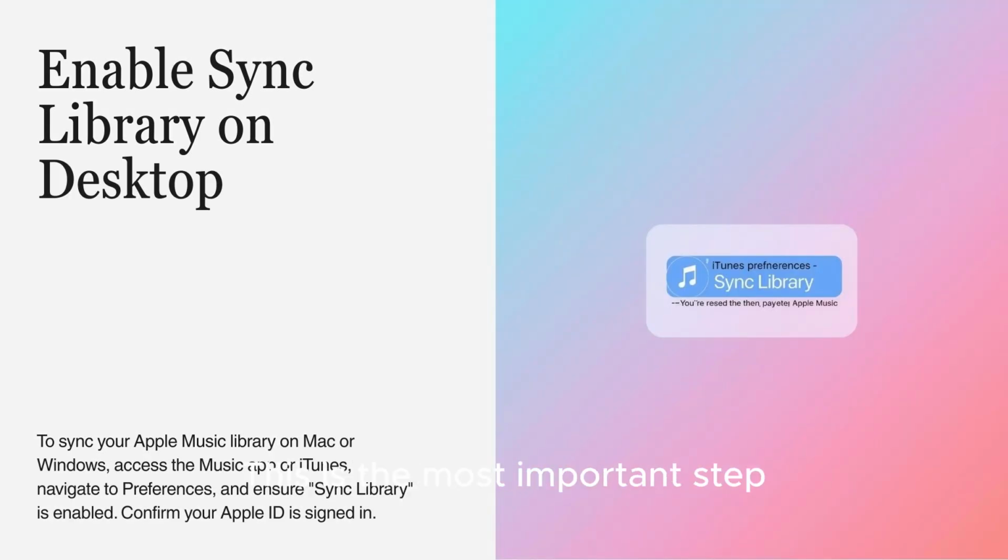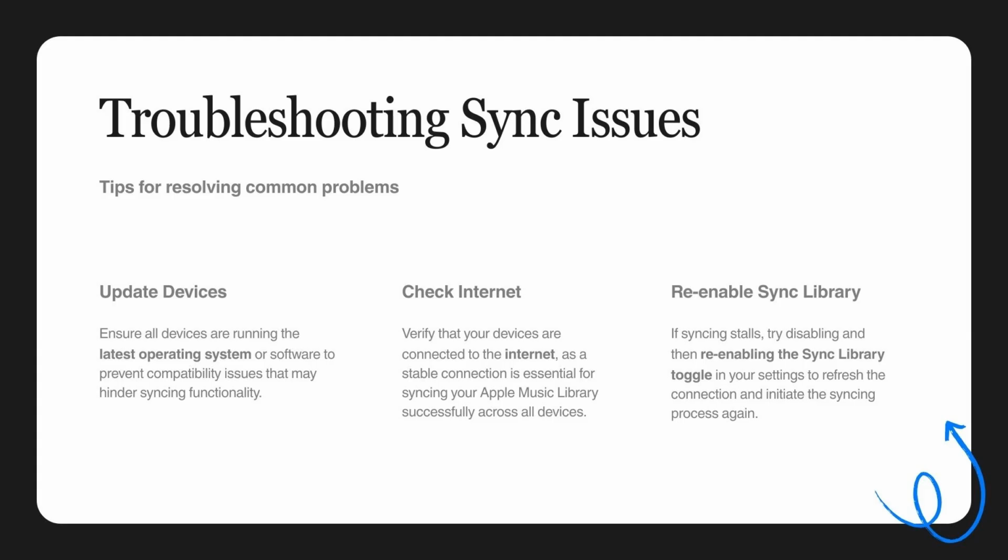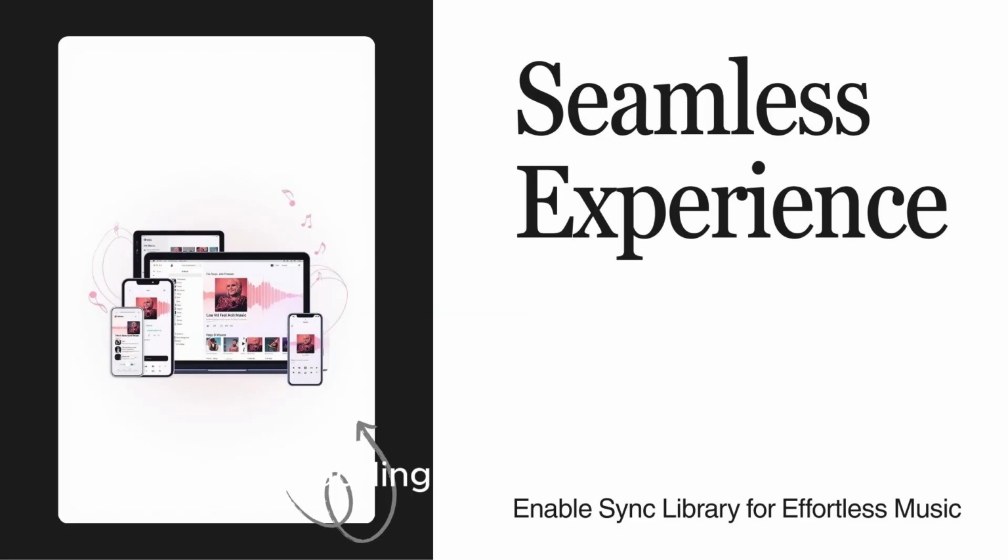This is the most important step. You need an active Apple Music or iTunes Match subscription for this feature to work. Once enabled, give your devices some time to connect to Wi-Fi and upload or download the library data. Changes you make on one device, like adding a song to a playlist, will automatically appear on your other devices.